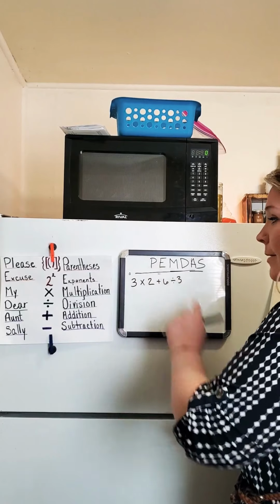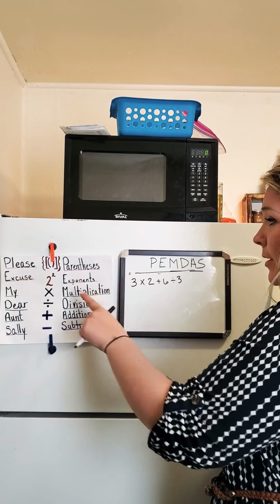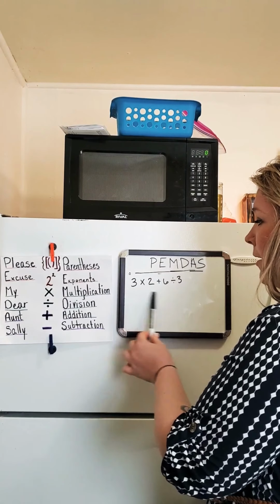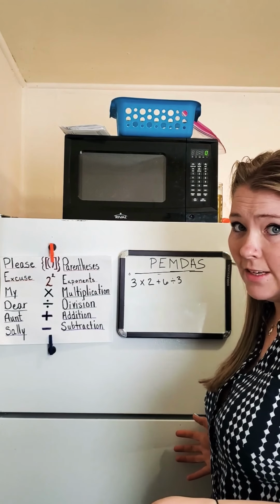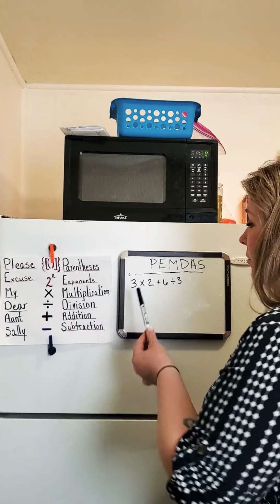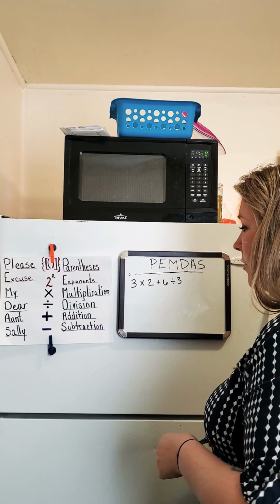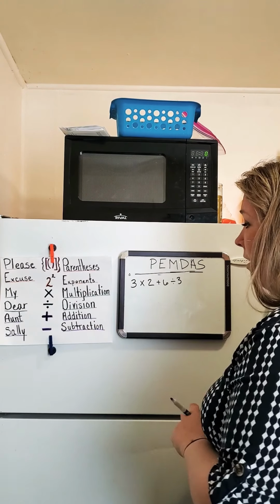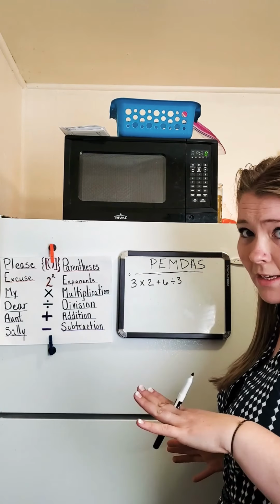So the first thing I'm going to look for is P for parentheses, or please, and I'm going to see if there are any parentheses in here. There are no parentheses, so I get to skip that and move on to the next thing, which is exponents. I look and see if there are any exponents, which are right here. I don't have any in this problem, so we get to skip that too.